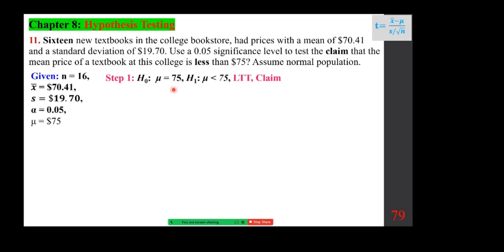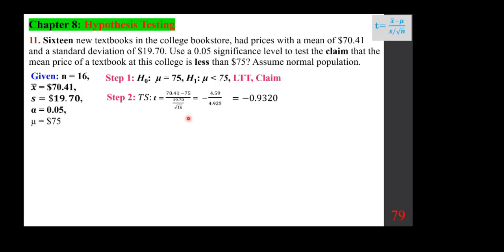H0 and H1: mu is 75, mu is less than 75. That's a left tail test, that's a claim. So we are checking the claim. Now, because sigma is missing, we are using T. So T equals X bar minus mu over S over square root of N. So you should know which table to use, when, and why. You have written everything, just plug in, evaluate, negative 0.9320. Critical value comes from the choice of alpha.